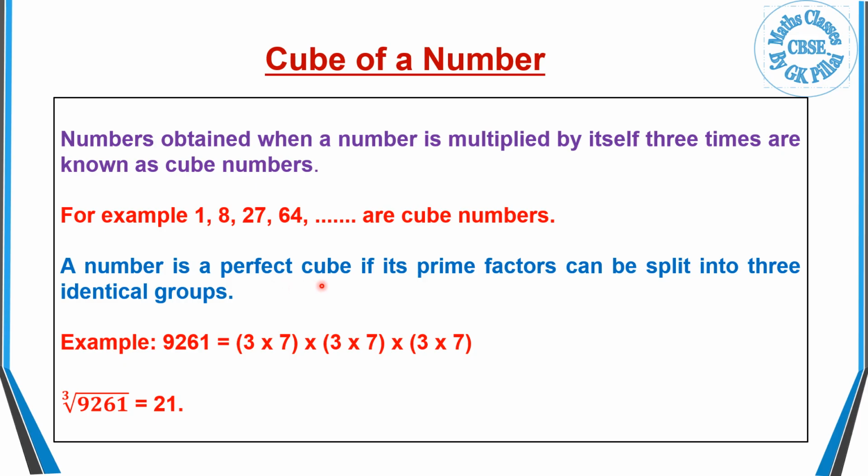A number is a perfect cube if its prime factors can be split into 3 identical groups. Just like I said in the case of square numbers. Here 9261 is separated into 3 identical groups and one of the 3 will be the cube root also. Now if you can separate it into 3 identical groups, then this will be a cube number and one of the 3 will be the cube root of that particular number.